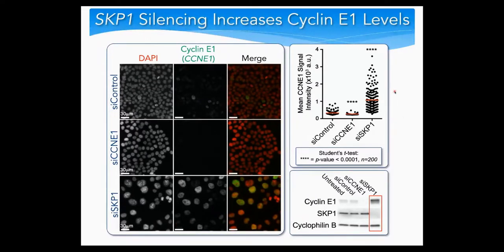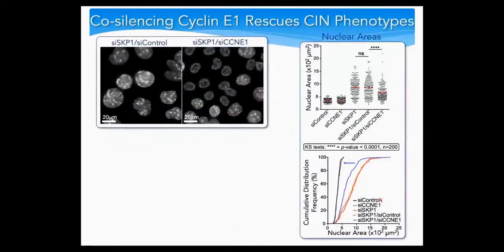And again, those nuclei are large. She certainly can quantify that at the single cell level. So we see large scale increases that are statistically significant relative to the control. And if that wasn't convincing enough, she of course went on to do a Western blot where she could effectively silence SCIP1, and that silencing corresponded with an increase in abundance of cyclin E1.